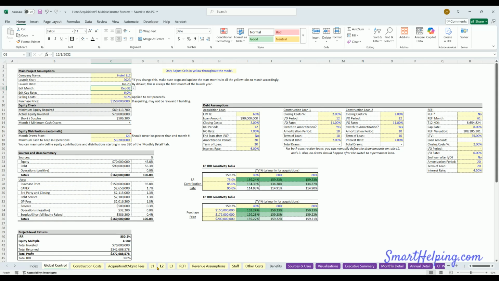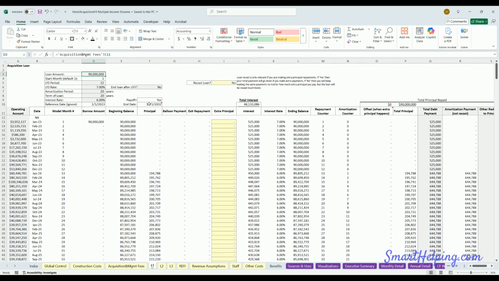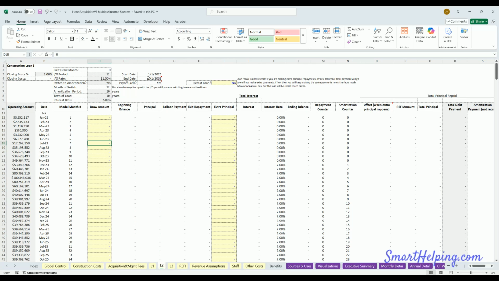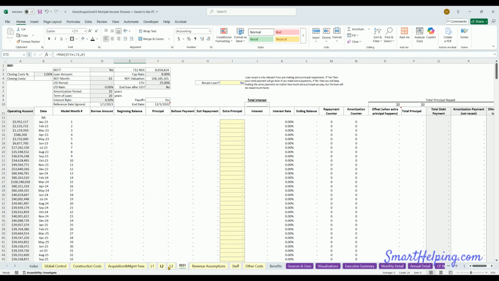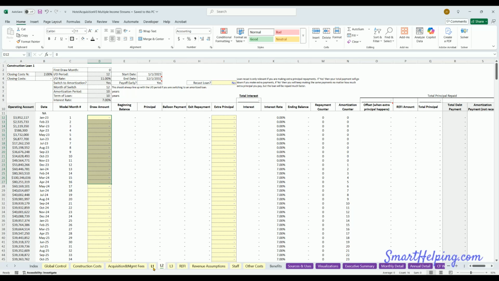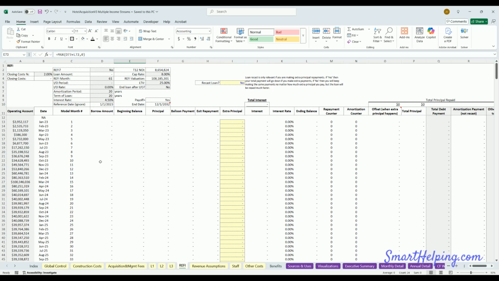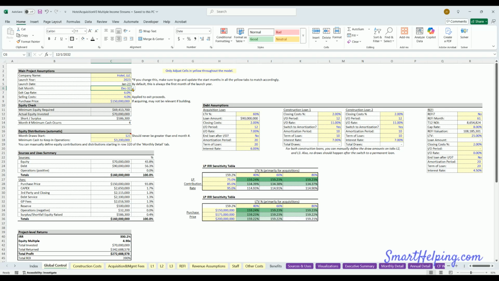The dates on the loan tabs are all automatic. You don't need to change any of those. They work just as they're supposed to, and they'll update mainly just to know when your exit is happening. It will trigger repayment. So you don't need to touch anything on these tabs except for, we'll get into it, your draw amounts here for construction loans. But we'll get into that.